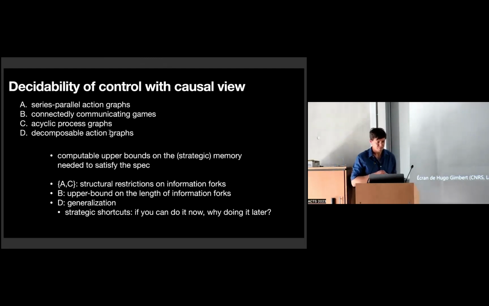Okay, perfect. Let's just have a look at the positive result, the decidability result. There were four of those: for series parallel games, connectedly communicating games, acyclic process graphs, and decomposable action graphs. In all those papers, in the end, it ends up constructing an upper bound on the memory needed by controllers to win the game, if they can. So you put an upper bound on the complexity in the class of winning controllers you look for, so it puts a bound on the size.